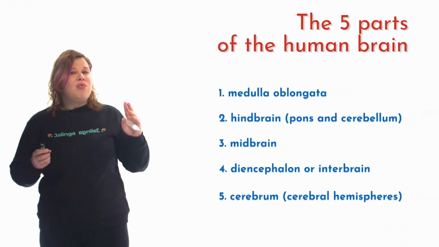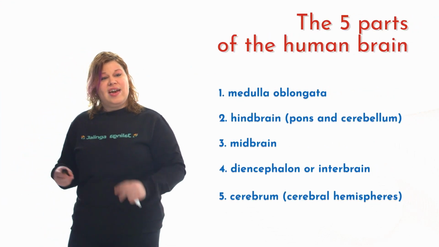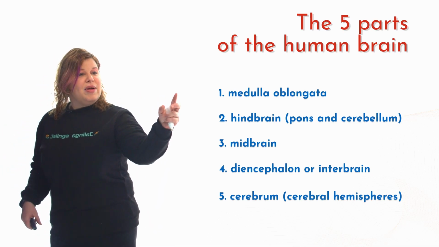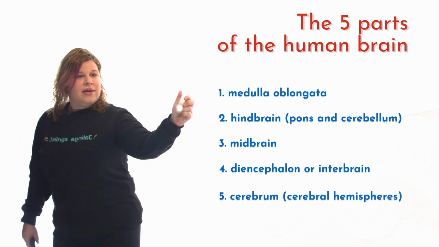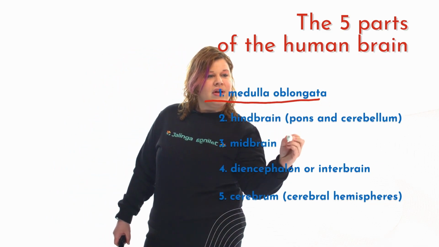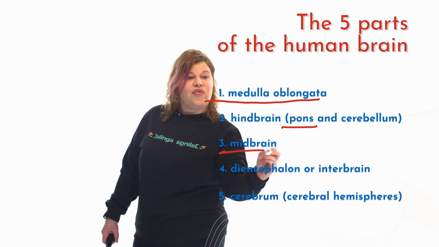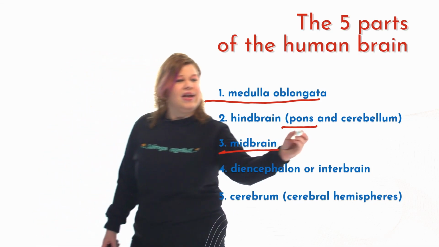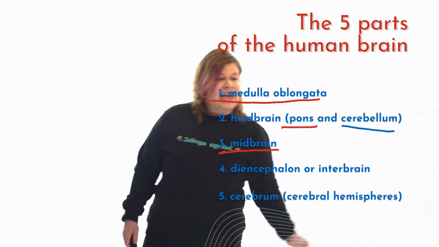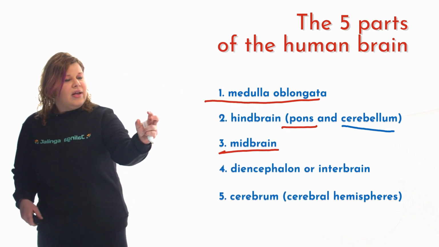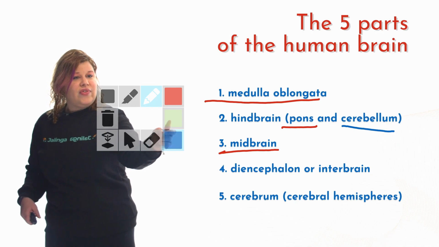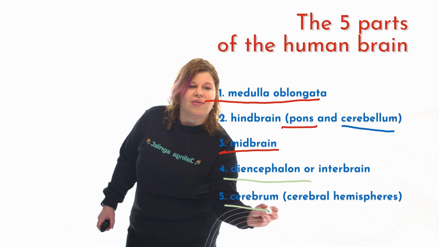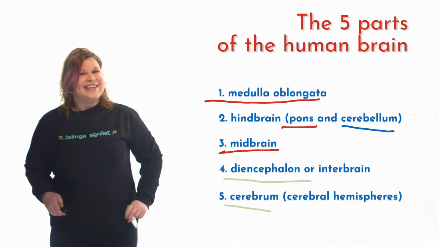So 5 important structures that we'll be looking at more depth today include parts of these 3 other parts we just looked at: the medulla oblongata, the pons, and the midbrain are all different parts of the brainstem. As we just saw, the cerebellum is its own thing. And the diencephalon, or interbrain, consists of different structures that you will see located within the cerebral hemispheres. So, let's take a further look.